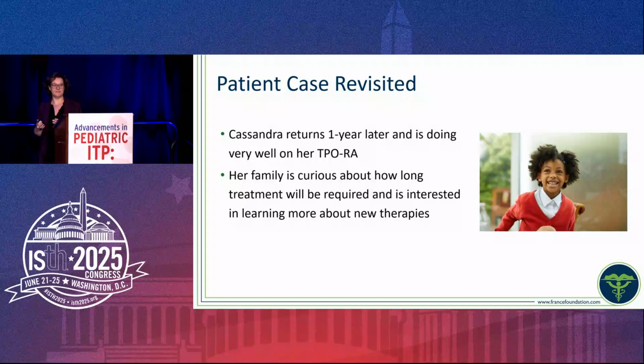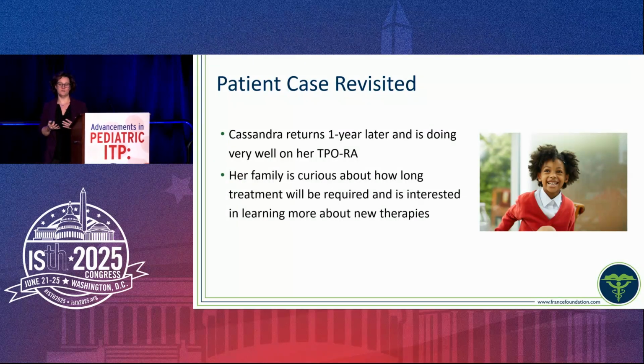So Cassandra comes back a year later. She's doing pretty well on the TPO receptor agonist that she's been on, but her family wants to know how long she needs to be on this treatment, and is interested in learning about any potential new therapies or alternatives that might be available.